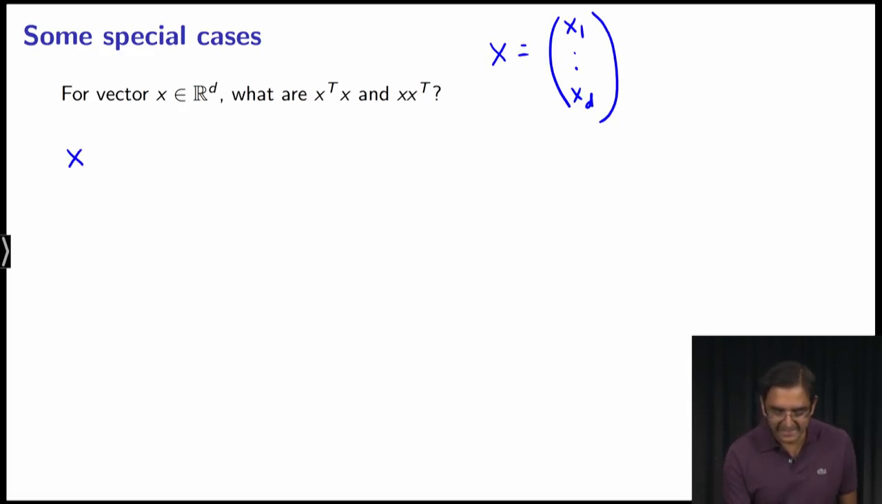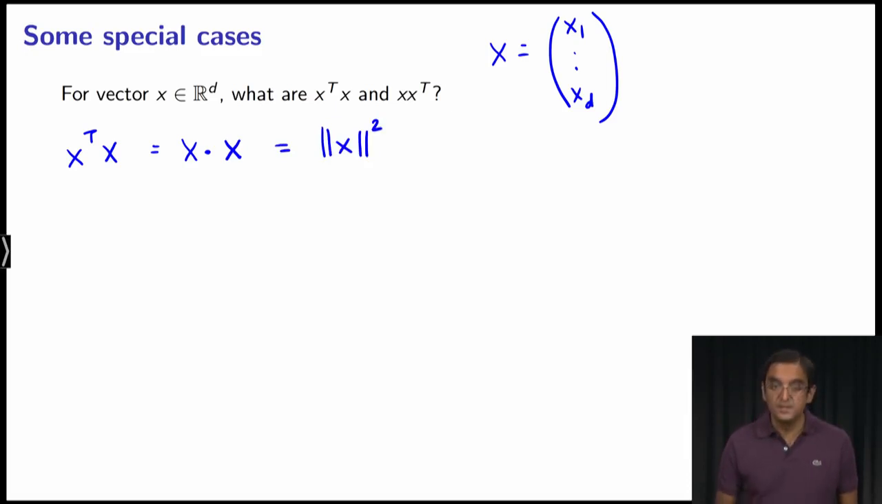What is x transpose x? Well, we just saw this. It's the dot product of x with itself. And what's that? That's just the squared length of x. So x transpose x is just a number. It's the squared length of x.